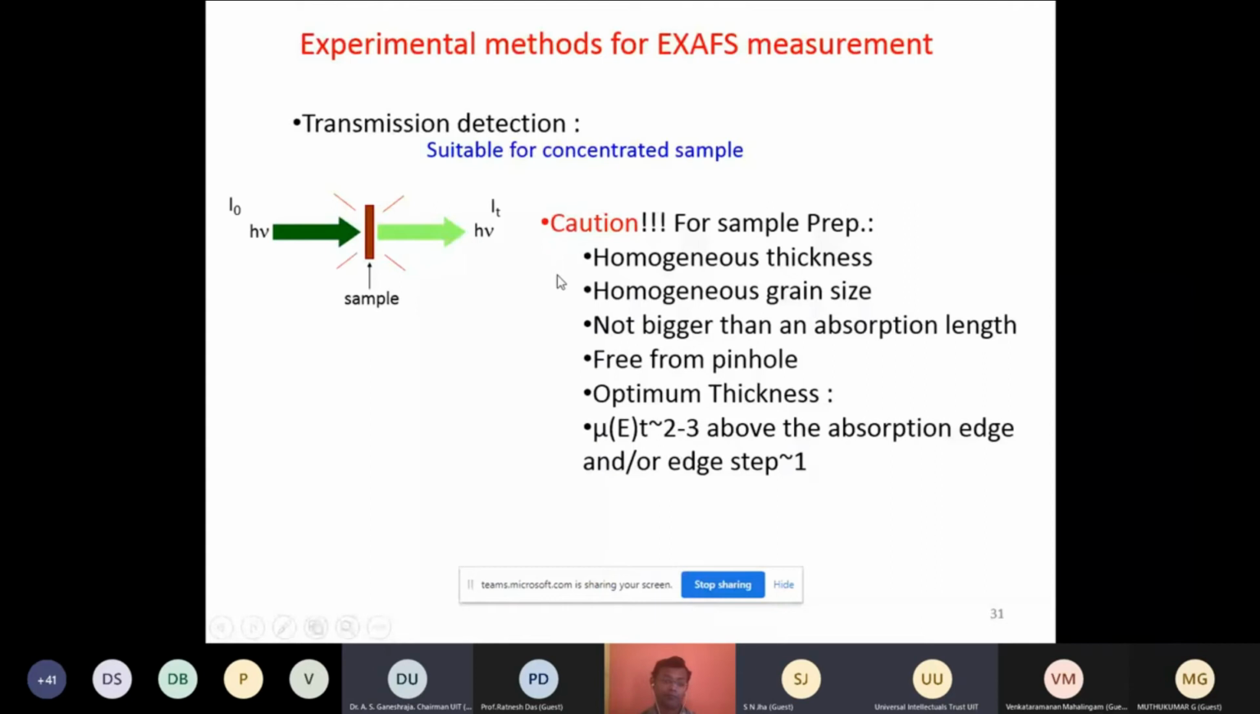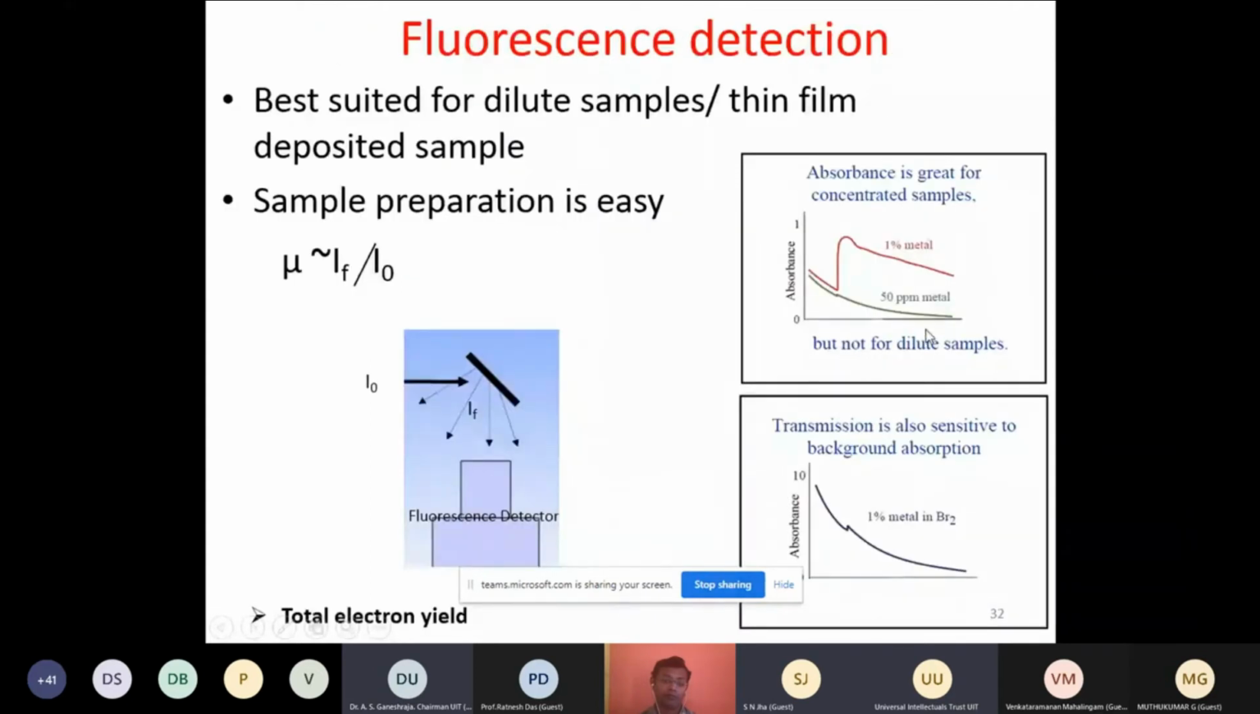As you can see here, for example, these are two cases. In one case, the metal is present at 1%, and this is very suitable for transmission. The moment we go down to 50 ppm, we see hardly any features. So in that case, you have to go for fluorescence.